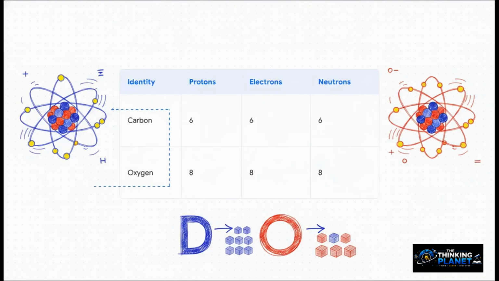Let's go back to our spelling analogy for a second. Why is the letter D different from the letter O? Well, its shape and structure are different, right? For atoms, their entire identity comes down to a simple numbers game. It's all about the sheer mathematical count of those subparticles. When exactly 6 protons, 6 electrons, and 6 neutrons combine, they form a carbon atom. Always. But if 8 protons, 8 electrons, and 8 neutrons combine, boom, they form an oxygen atom. The numbers literally dictate the atom's unique identity.